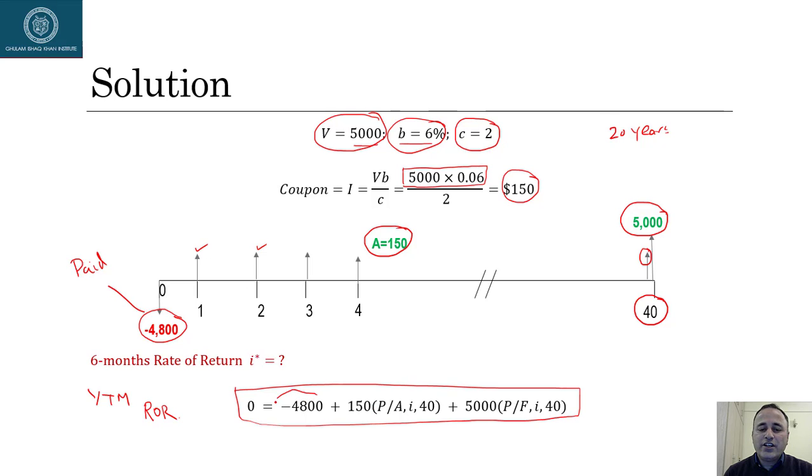So the investor invested 4,800. This is what the investor is getting for 40 periods, 150, and that investor is also getting $5,000 at the end. So I have to calculate the present worth of this 150 annuity by multiplying it with the PA factor, and then I have to calculate the present value of the future $5,000. My problem is, which rate should I use? I don't know that. That is actually what I'm required to calculate. So this is the way I do it.